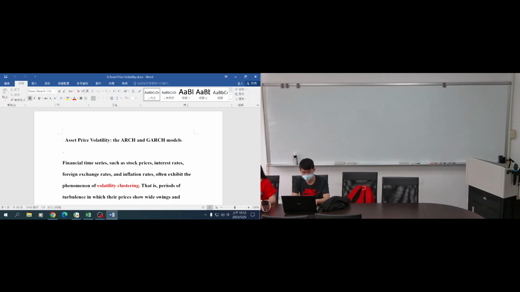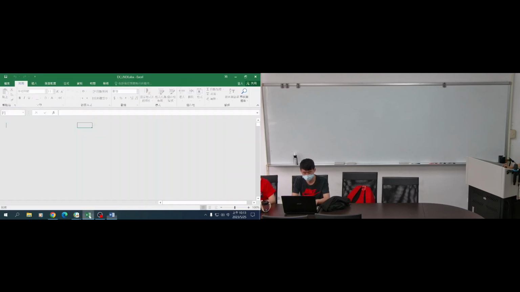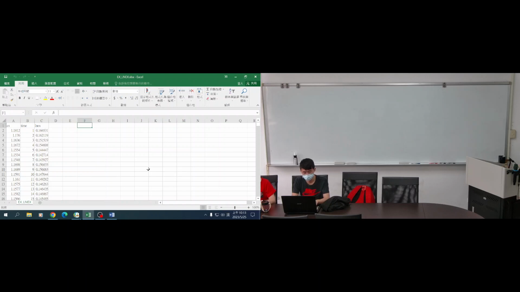Last time I think I explained the data set, which is something like this one. This is the data set for the euro against the US dollar, the foreign exchange rate of the ECU from 2000 to 2008. So we have more than 2,000 observations.